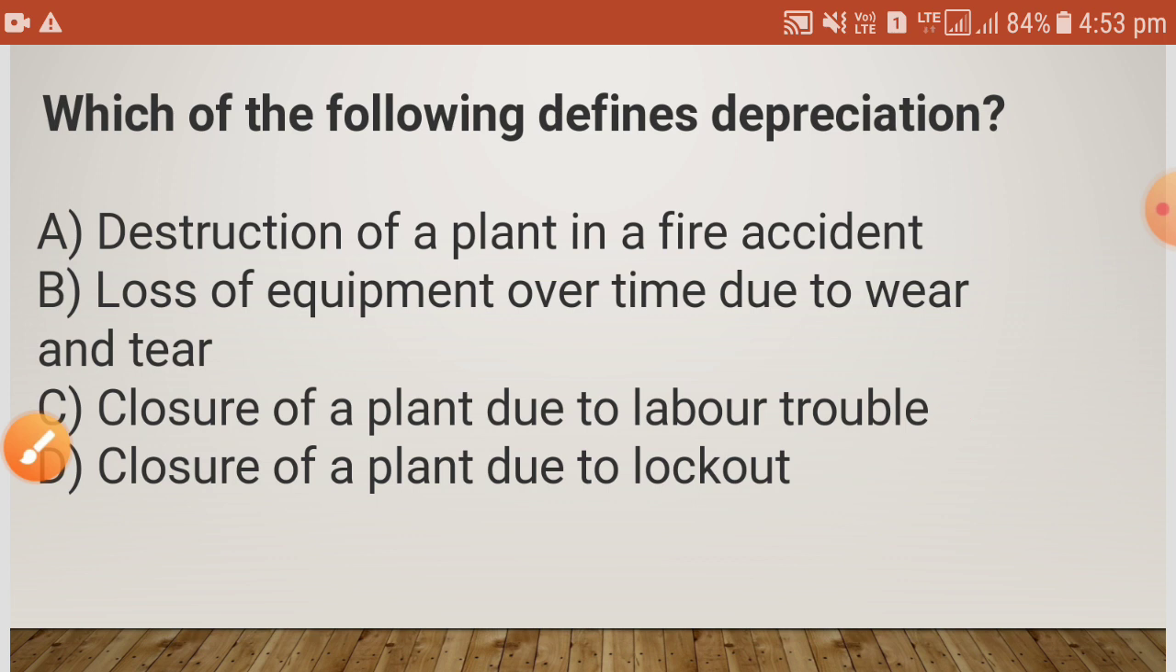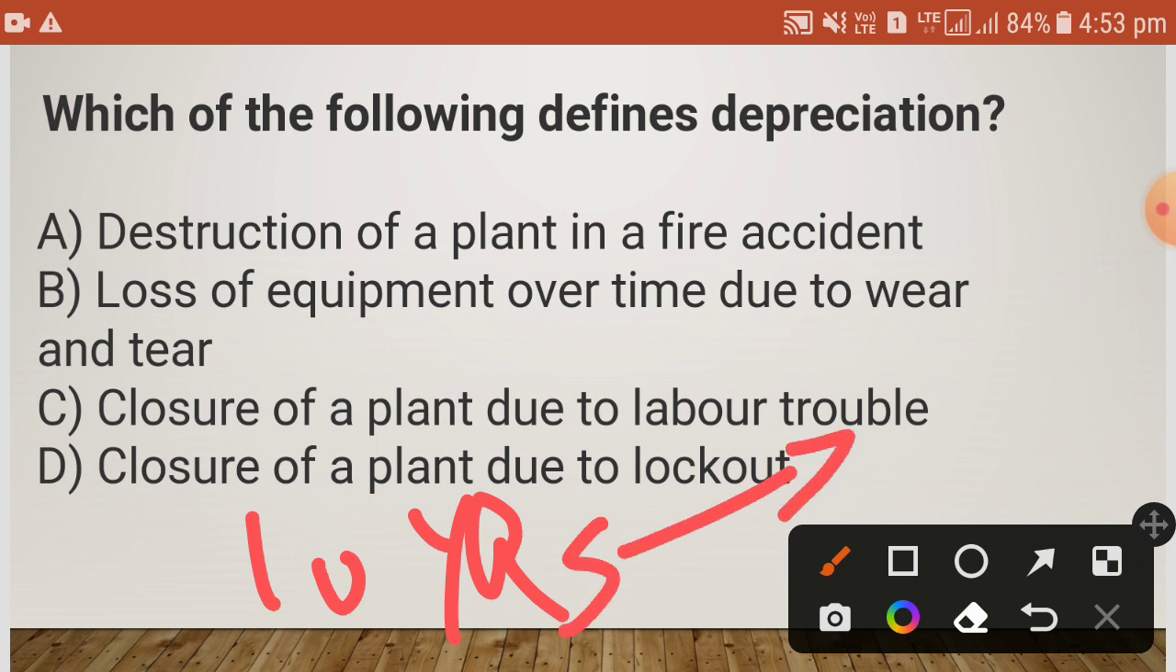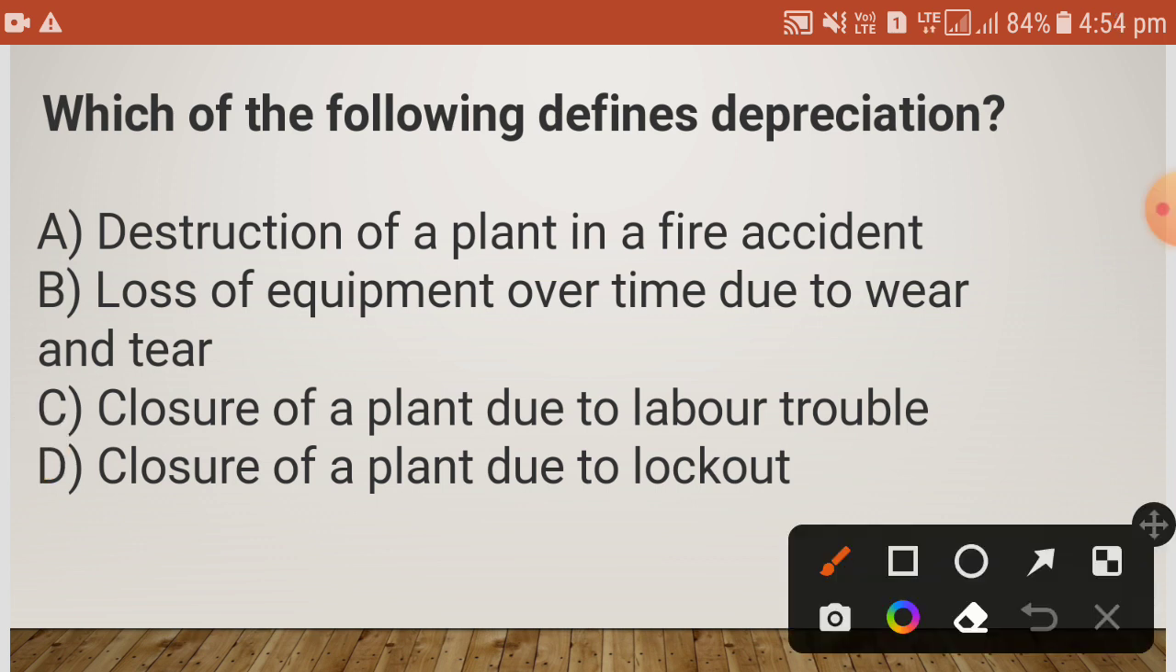Okay. So now depreciation is nothing but loss of equipment over time due to wear and tear. So you could have seen, you would have purchased a bike 10 years back, but after 10 years the performance or the features of the bike will not be the same. There will be lots of wear and tear and you would have repaired it so many times. So this is known as depreciation. Just if you know the meaning of this word, then you will easily get the answer. And depreciation is one of the important concepts in economy.